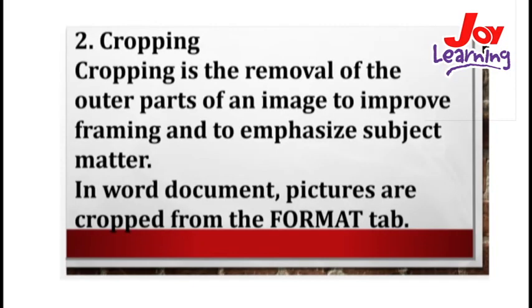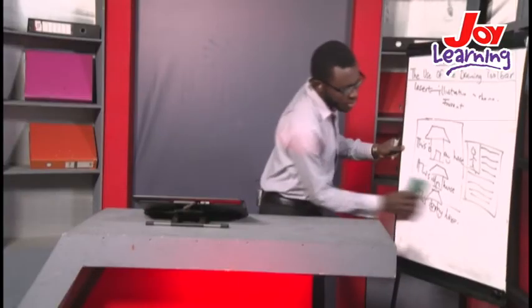Then another picture term is what you call cropping. When we say cropping, we're talking about the removal of the outer parts of an image to improve framing and to emphasize the subject matter. So if you are cropping an image, it simply means you are removing the outer parts of that particular image to lay emphasis on the text or the image itself.